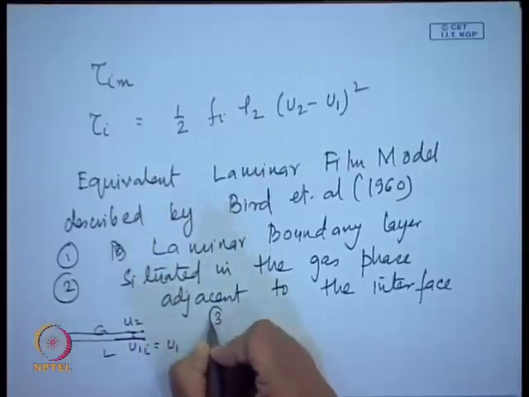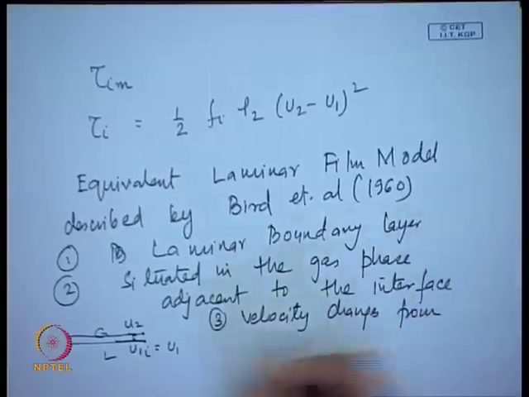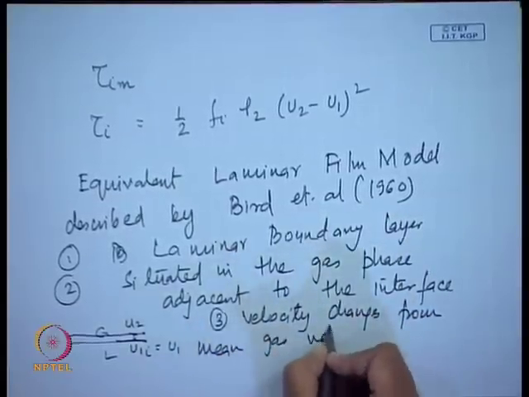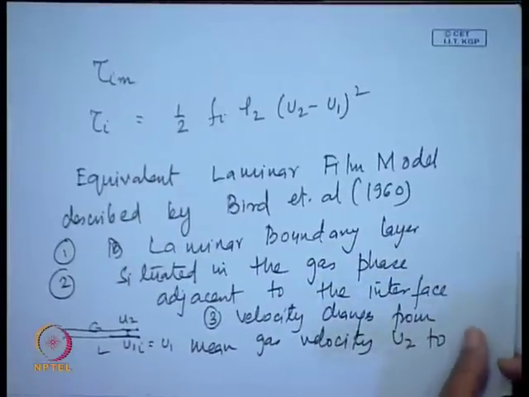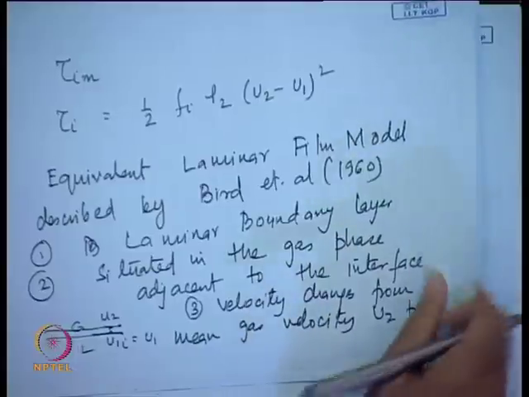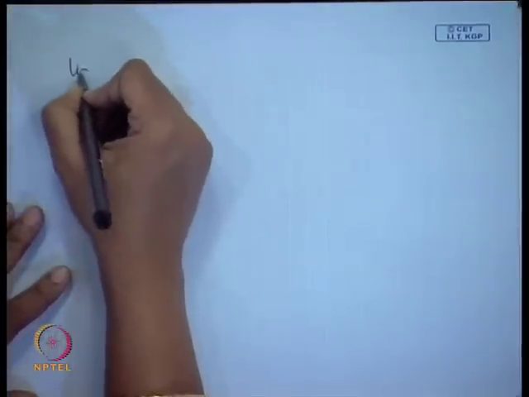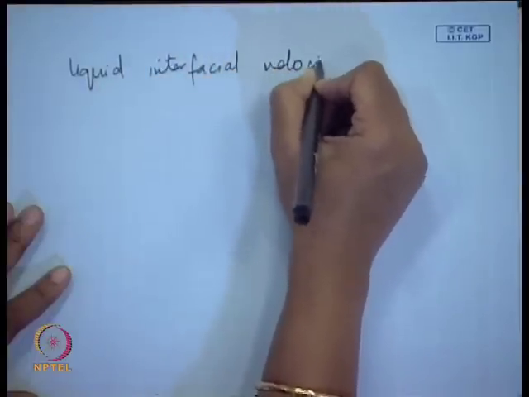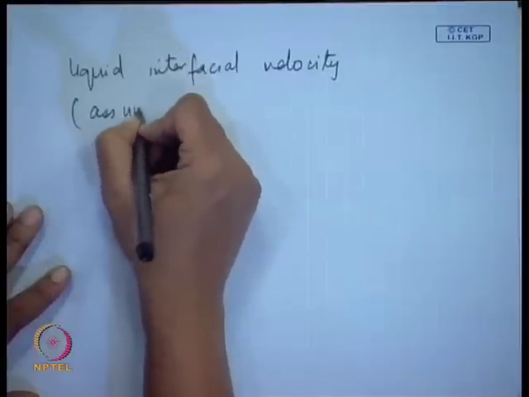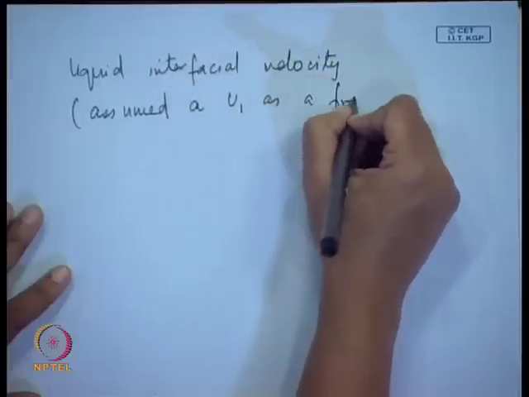Okay. And then the other thing is that within this particular thin boundary layer, the velocity changes from the mean gas velocity, that is u2, to the liquid interfacial velocity, which is assumed as u1 as a first approximation.